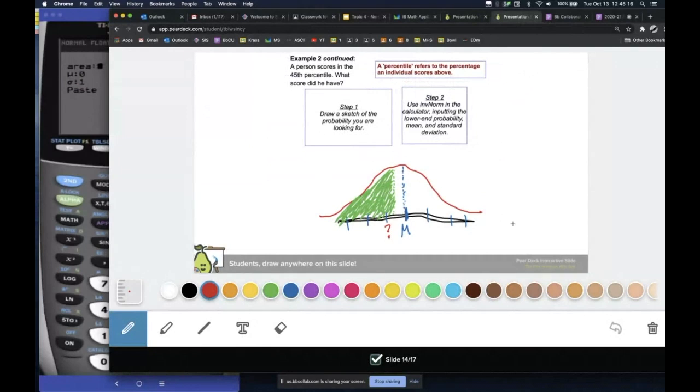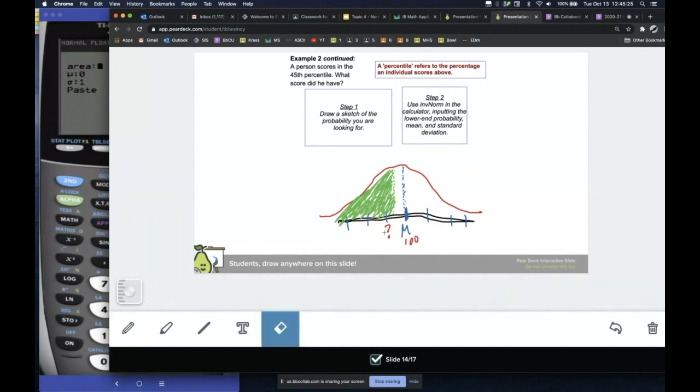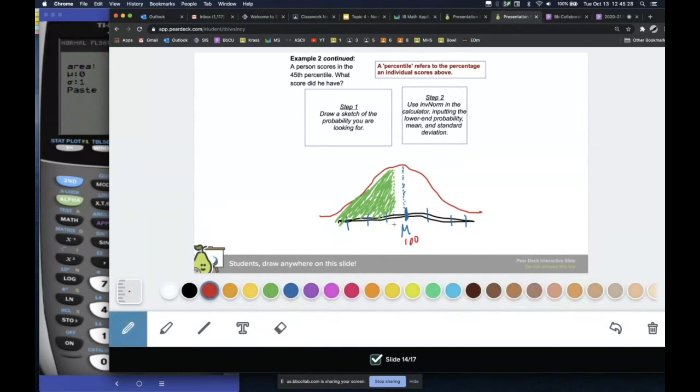So this one goes with the last question. The mean was 100 and standard deviation was 10. So I'll write 100 here. And right here would be 90 because it's down 10, which means that score is going to be somewhere between 100 and 90. And that's what we're going to use inverse norm for. So this area, this is 45%. So the area is going to be 0.45.